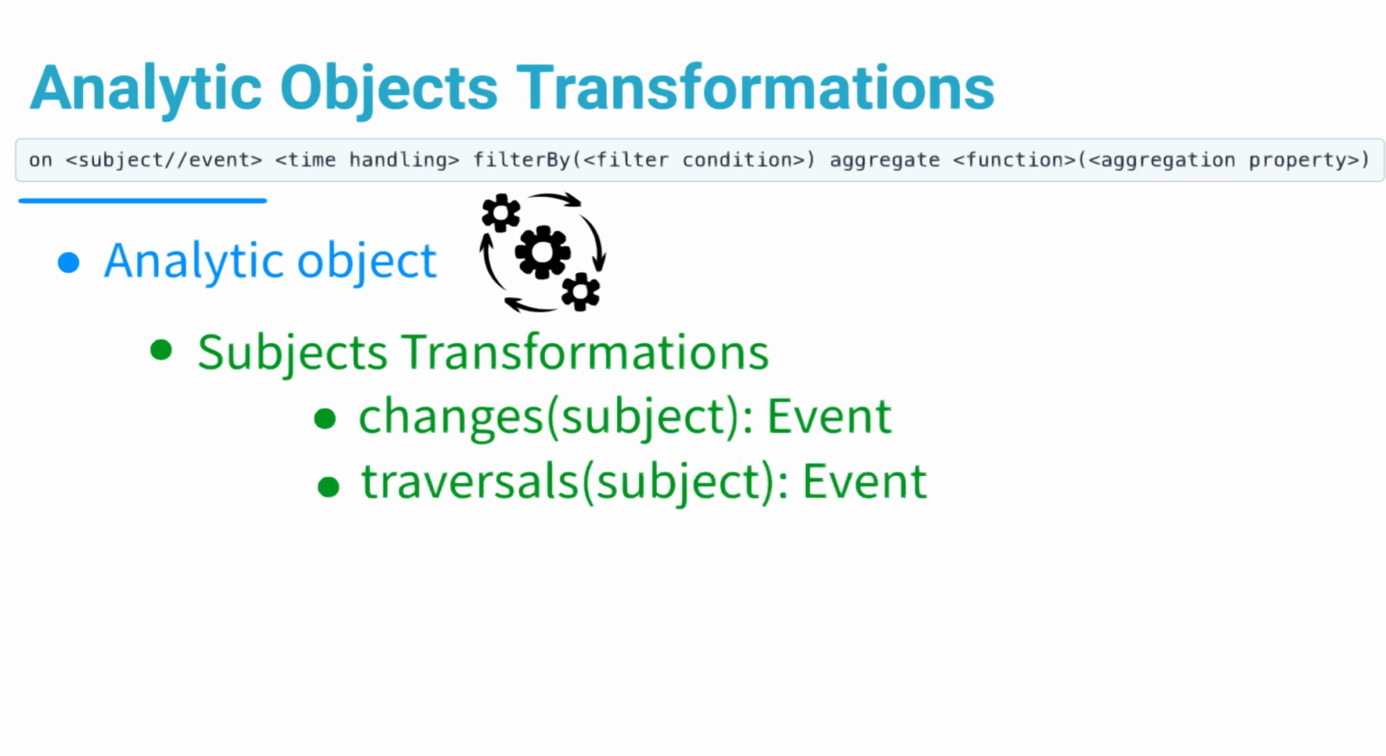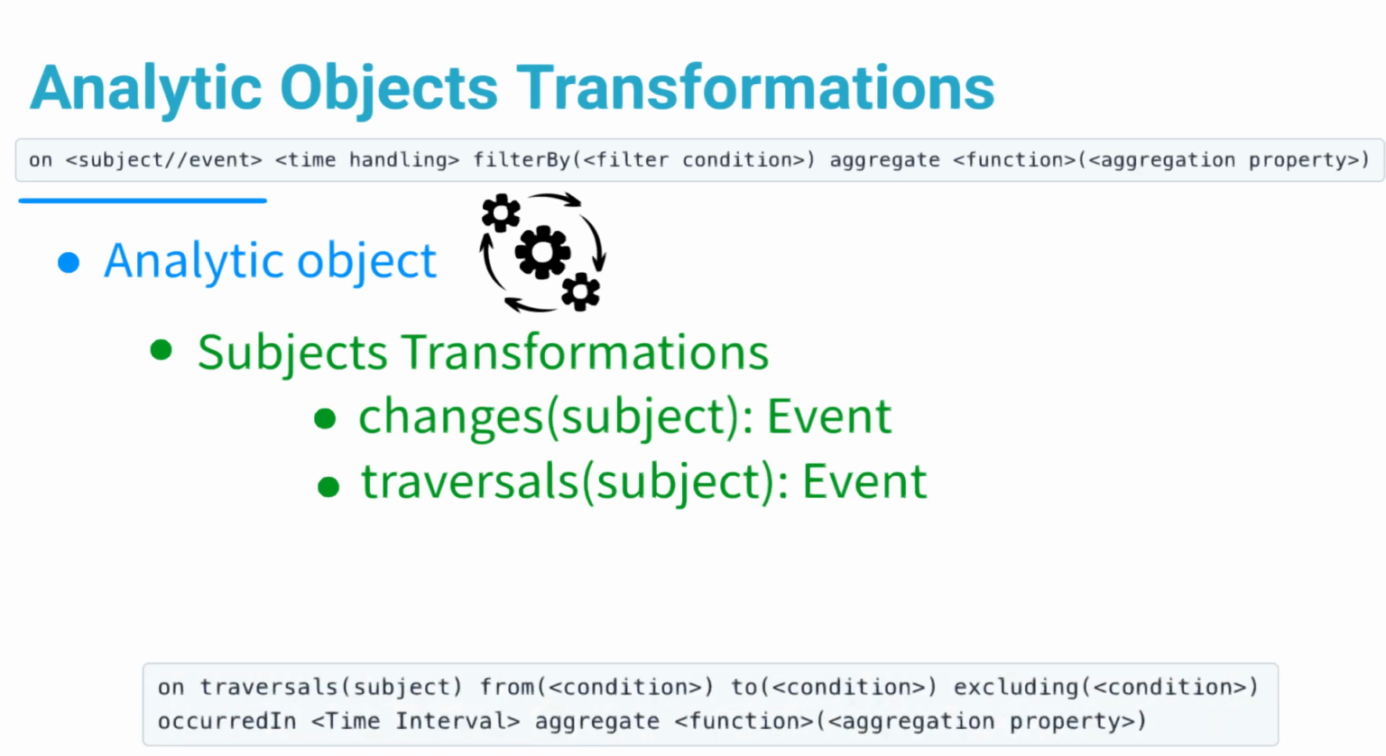While changes focus on capturing state transitions as events, traversals allow us to create an event view to analyze successful transitions across states, as defined by a from and to condition. This transformation is particularly useful for understanding flows, such as applicants progressing through recruitment stages or employees transitioning between departments. The syntax for a traversal looks like this.